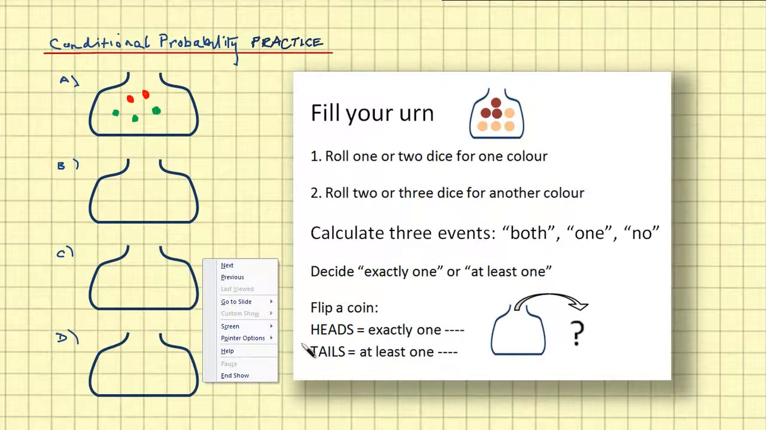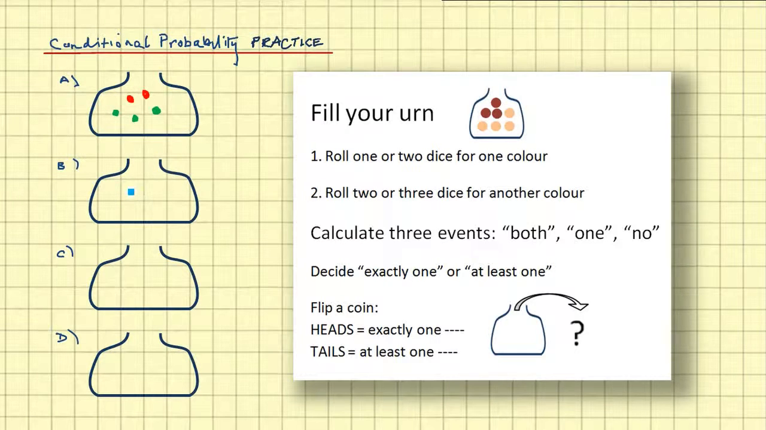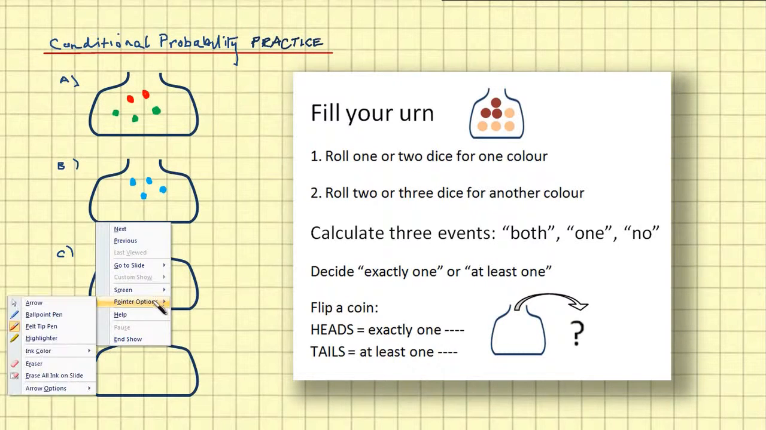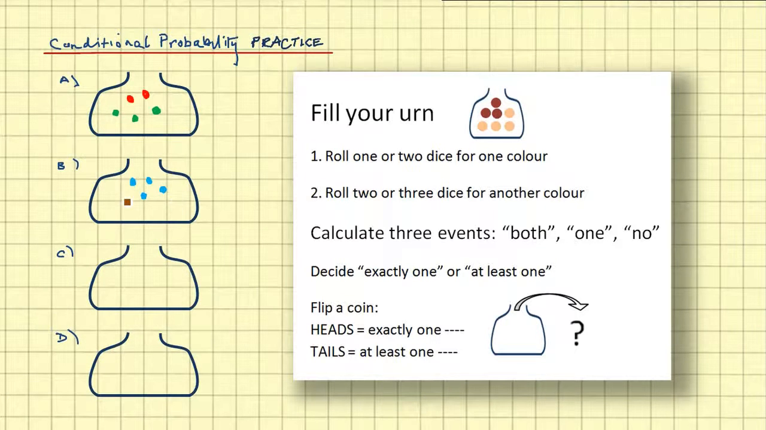So let's do the same for the next one. This time let's use blue. Okay, so just 1 dice for this one. Let's just use 1. Keep it nice and simple. 1, 2, 3, 4 then. And now 2 dice for my second colour. Let's choose, I don't know, brown. 2 dice for this. Okay, so I've got 1, 2, that's fine. We'll just stick with that. So we've got 2 as our second colour there.